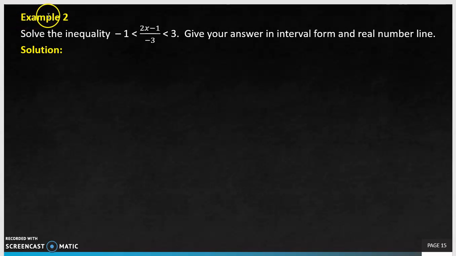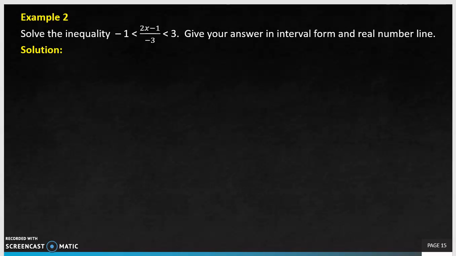Now, we look at example 2. Solve the inequality where (2x minus 1) over -3 is greater than -1 but less than 3. Give your answer in interval form and on the real number line.